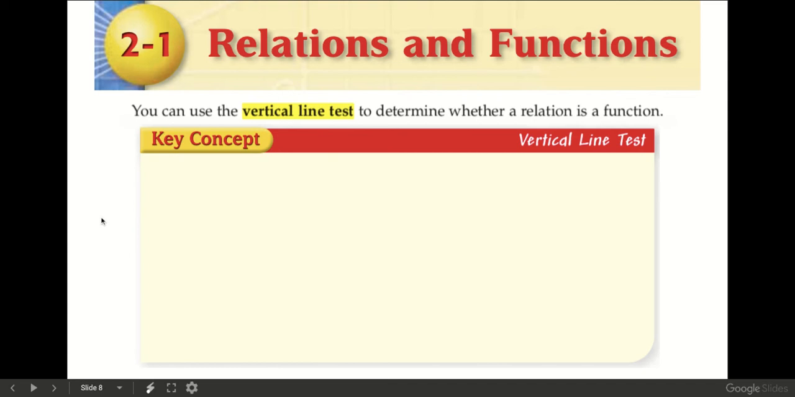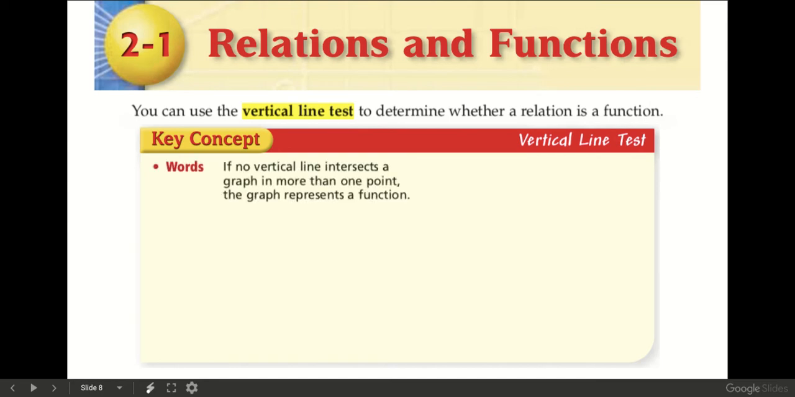So when we are trying to identify, you might ask yourself, how do I really know if something's a function? Well, one of the easiest ways to test if something's a function is by using the vertical line test. The vertical line test is a really easy way, especially if you have a graph available to you. The vertical line test states that if no vertical line intersects a graph in more than one point, then the graph represents a function.